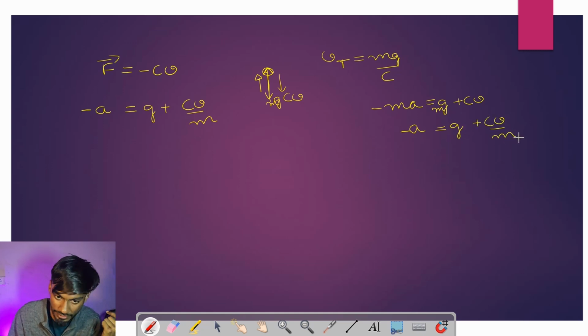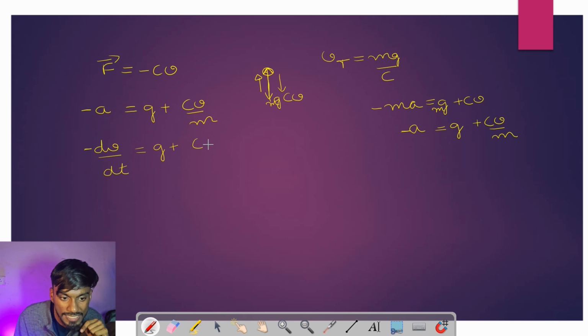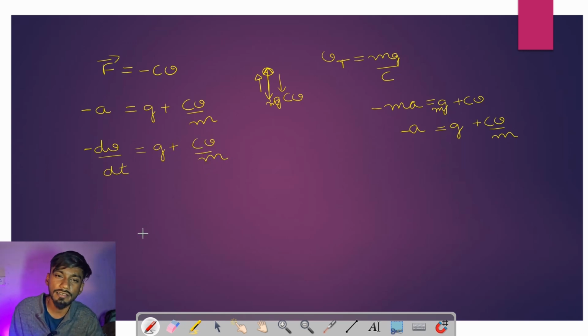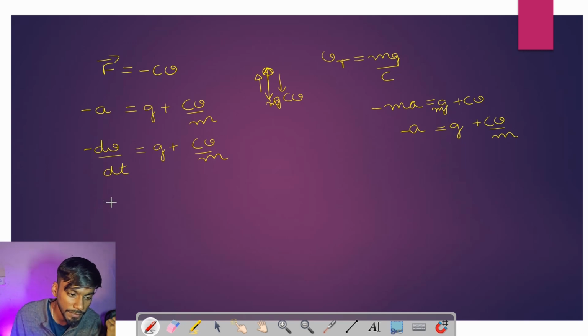Got the point? Yes. Now minus a is nothing but dv by dt, which is equal to g plus cv by m. So here I'm going to do the calculation for you because I left it out in the previous question.